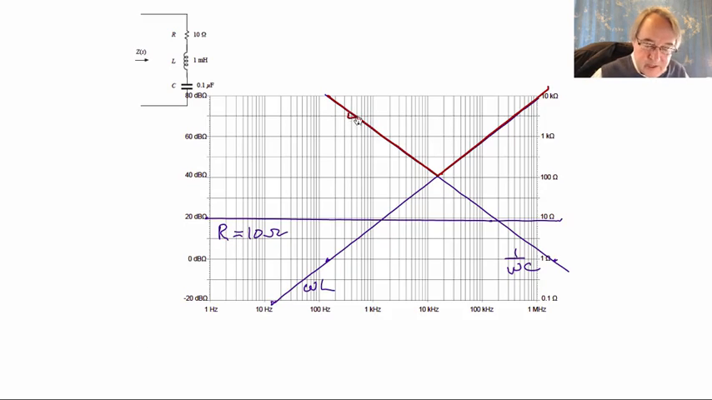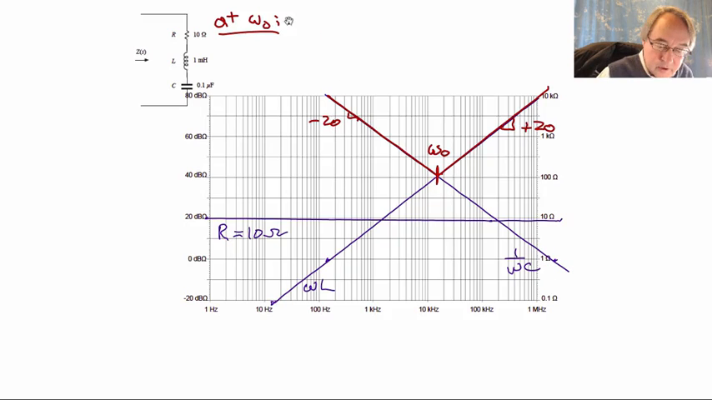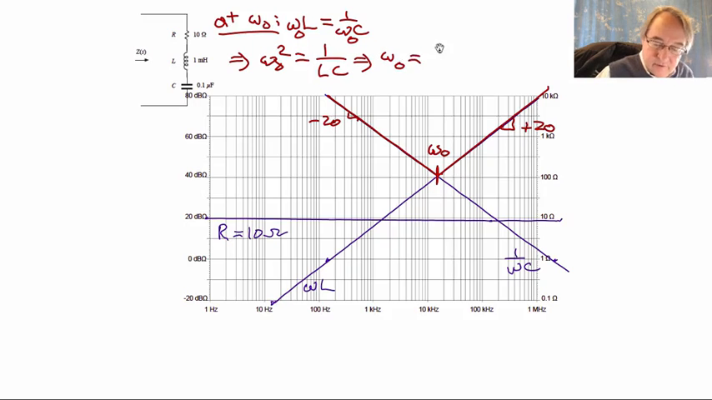So we have a minus 20 dB per decade slope at low frequency and a plus 20 dB per decade slope at high frequency. Right here at this corner, we'll call it omega naught, we switch from minus 20 to plus 20. So let's first calculate omega naught. At omega naught, that's where the inductor asymptote, omega L, equals the capacitor asymptote, 1 over omega C, with omega equals omega naught. So you can solve for omega naught. Omega naught squared is 1 over LC, so omega naught is 1 over root LC.